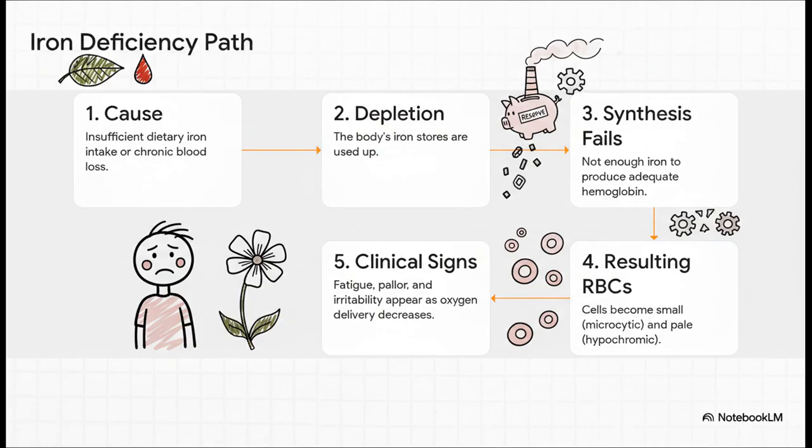It all starts with a simple supply problem, not enough iron coming in. So the body does what it can, it starts raiding its own iron savings account. But once that's empty, the hemoglobin factory just grinds to a halt. And the results? The red blood cells that do get made are small and pale. We call them microcytic and hypochromic. This means less oxygen is getting delivered everywhere, and that leads directly to those classic signs like fatigue and being pale. It's a perfect chain reaction.